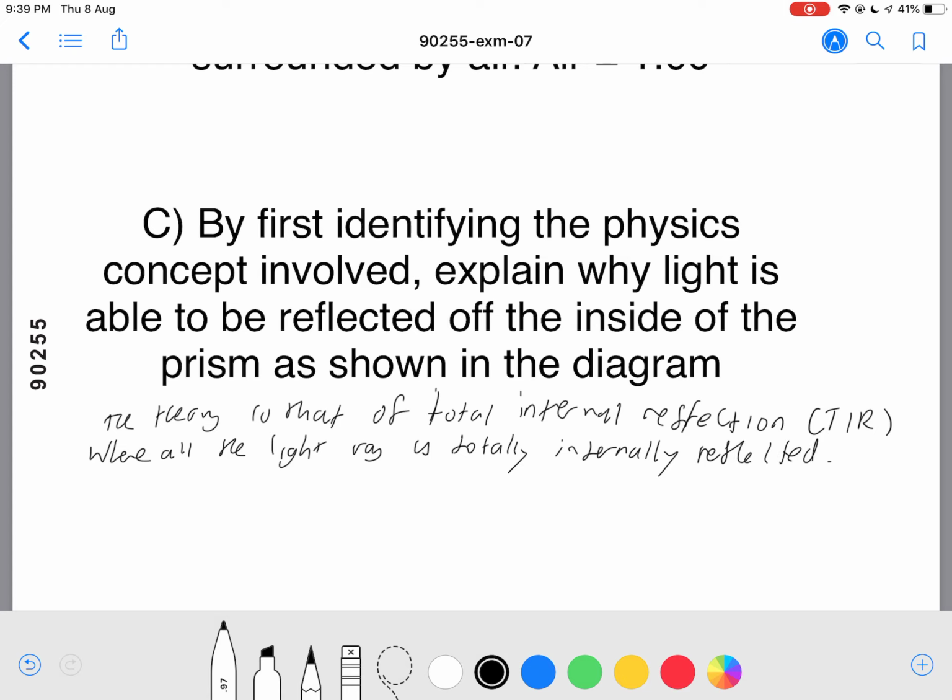Reflected. Alright, so now that's basically our first bullet point done and dusted. Okay, so now we're gonna go to our conditions. How can this happen?